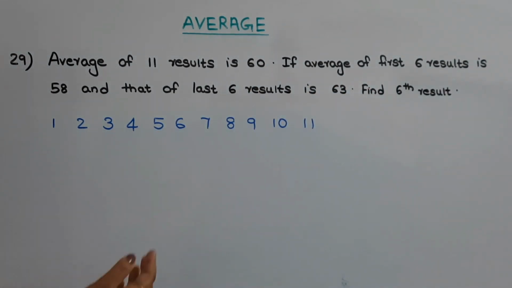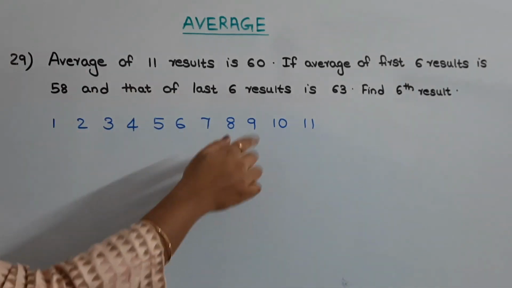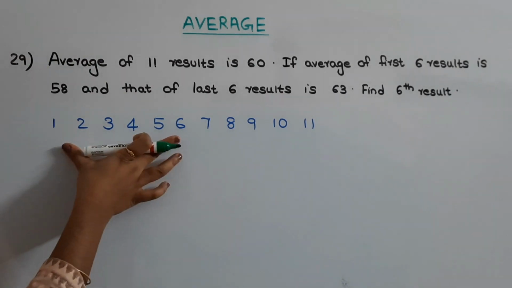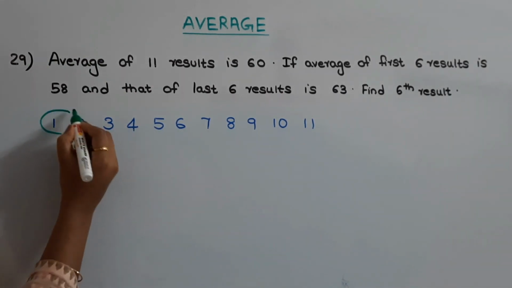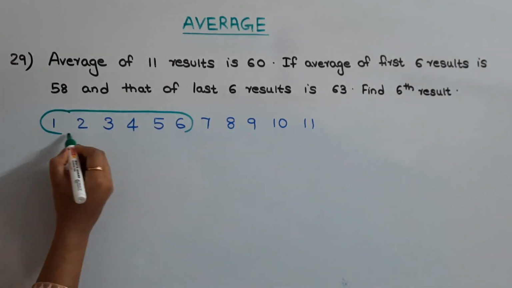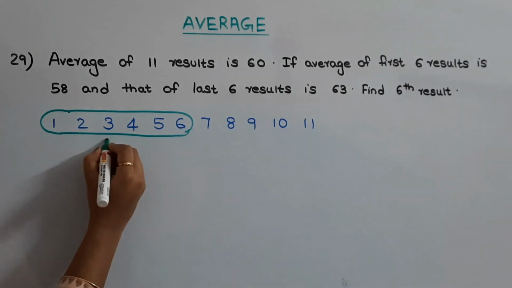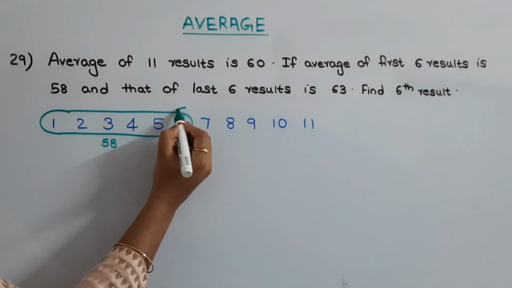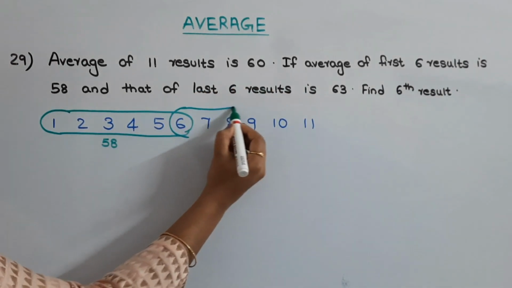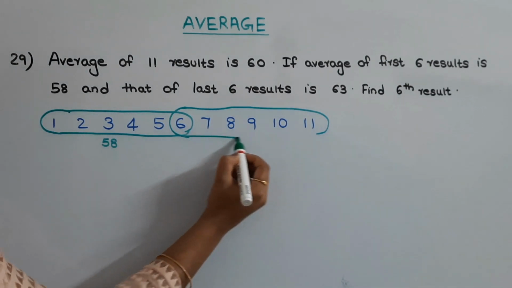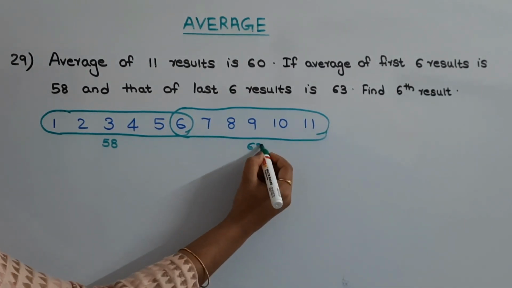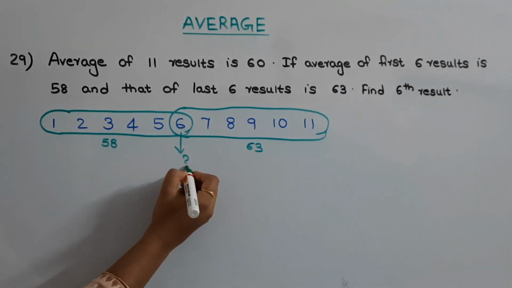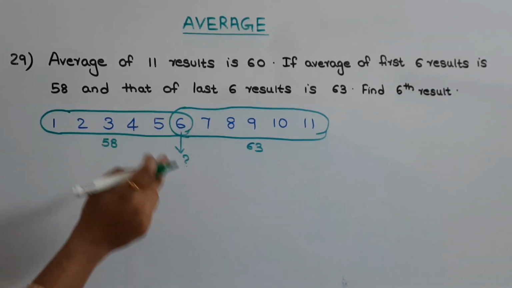So in this question, they have given the average of some 11 results as 60. Then they have given the average of the first 6 results as 58. Then they have given the average of the last 6 results as 63. We need to find out the value of this 6th result, this middle result.